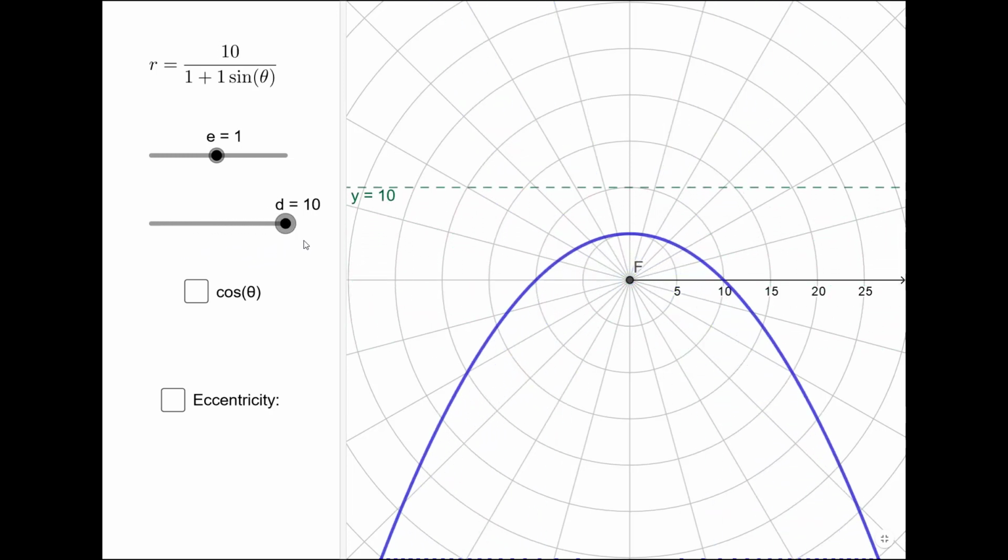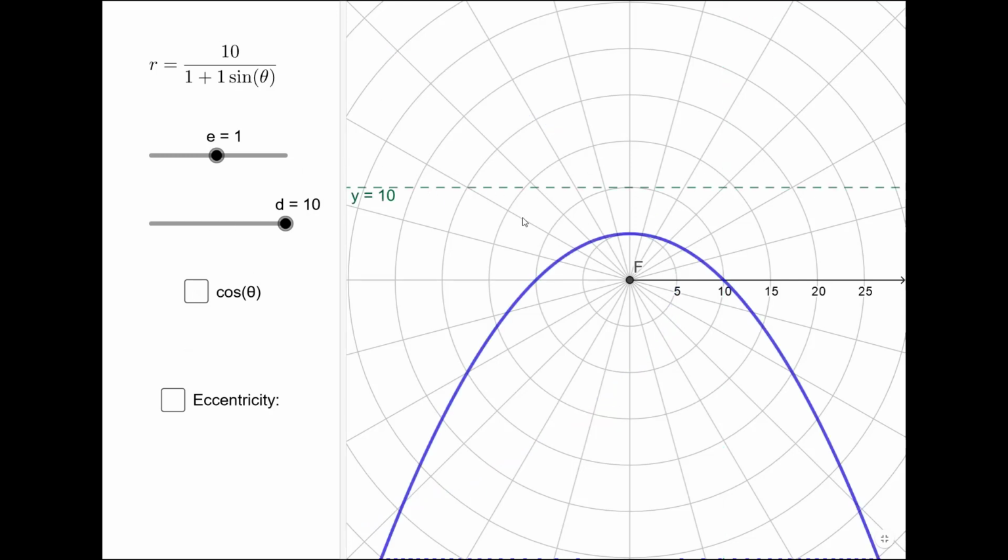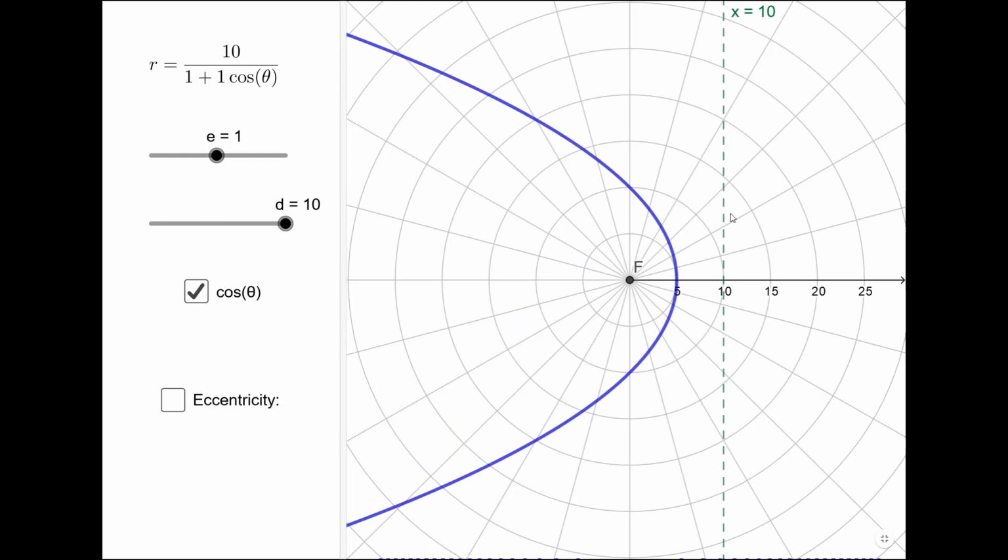The other thing we might want to look at is what if we do a cosine instead? So let's switch this to cosine. So now we have a parabola opening to the left. And so our equation is r equals 10 divided by 1 plus 1 cosine of theta. And again, our directrix is positive. Notice it's now a vertical line. So when we had sine, the directrix was a horizontal line. When we go to cosine, it becomes a vertical line, and it's x equals 10 in this case. When it was horizontal, it was y equals 10.